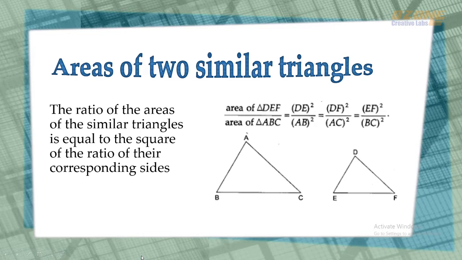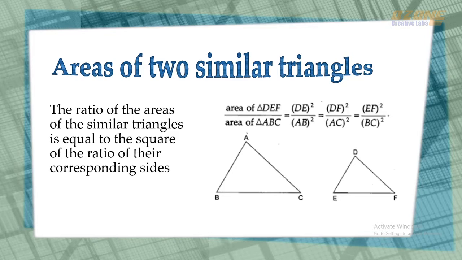Already we have seen about similarity of triangles and the criteria to find out whether the given triangles are similar or not. So once the triangles are similar, we can compare the areas of those two triangles too. The ratio of the areas of similar triangles is equal to the square of the ratio of their corresponding sides.